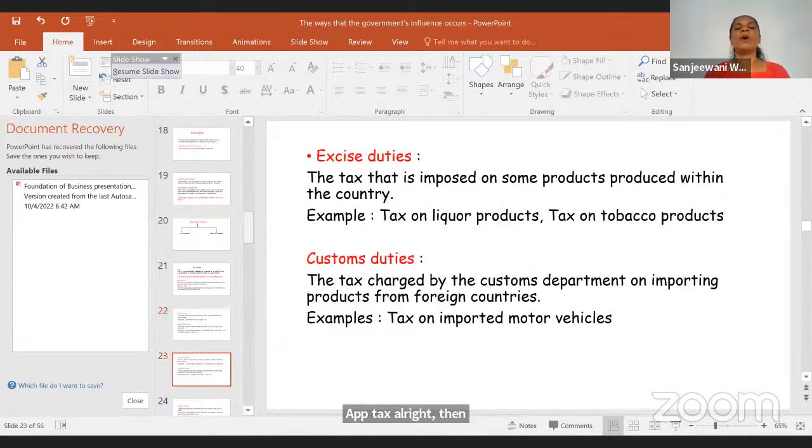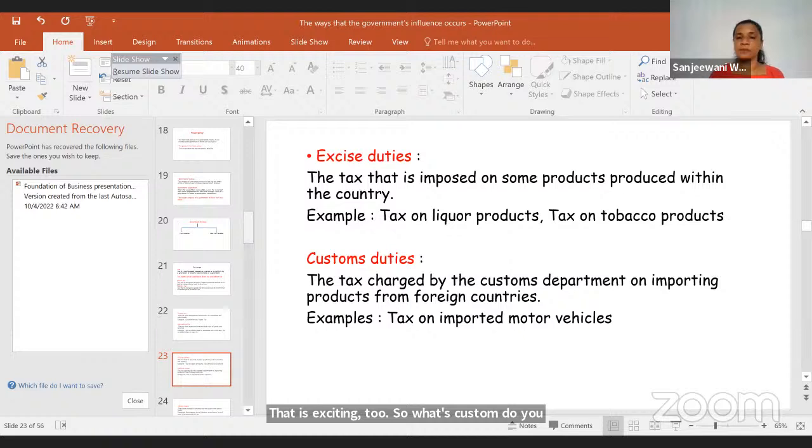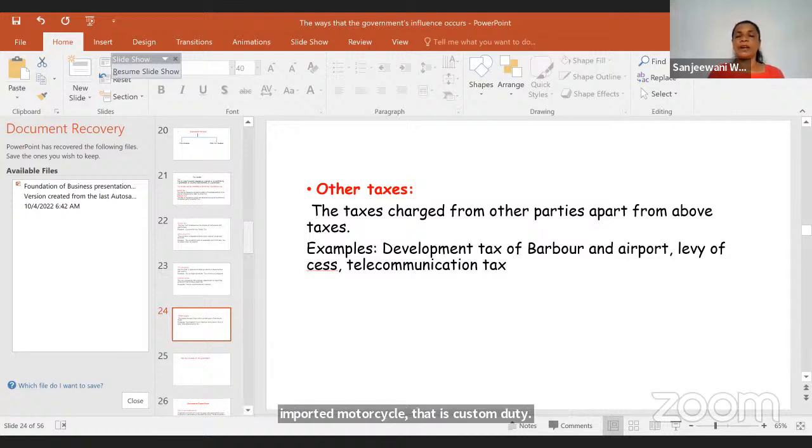Then excise duties. What is this excise duties? The tax that is imposed on some products produced within the country, normally for liquor products, tobacco products. That is excise duty. So what's custom duty? The tax charged by the custom department on importing products from foreign countries. So this is custom duty, right? If you pay taxes for an imported motor vehicle, that is custom duty. Then there are some other taxes as well, right? The taxes charged from other parties apart from the above taxes, right? So for development taxes, then harbor and airport levy, cess, telecommunication tax. So these are other taxes.